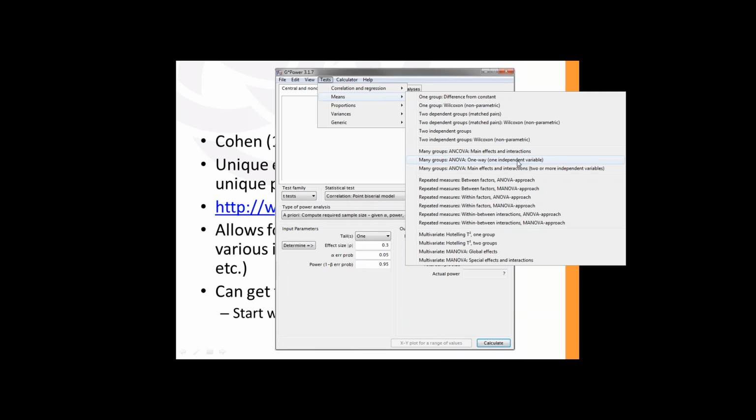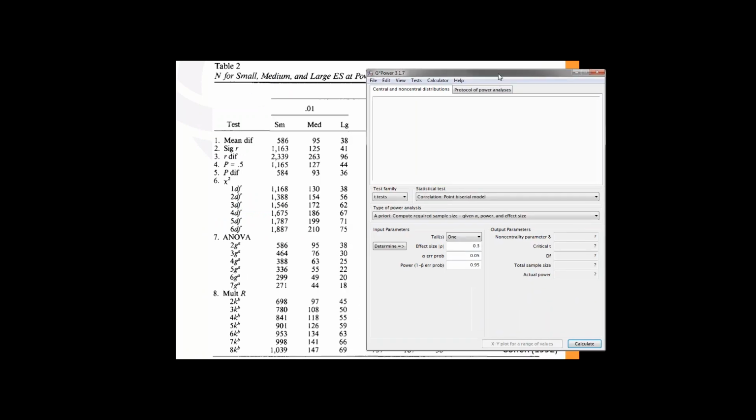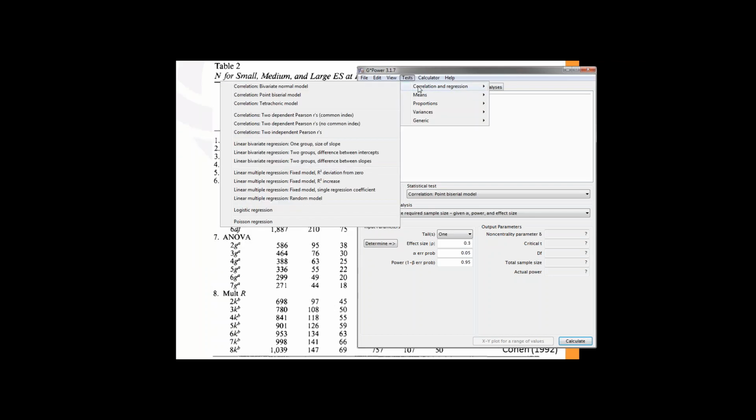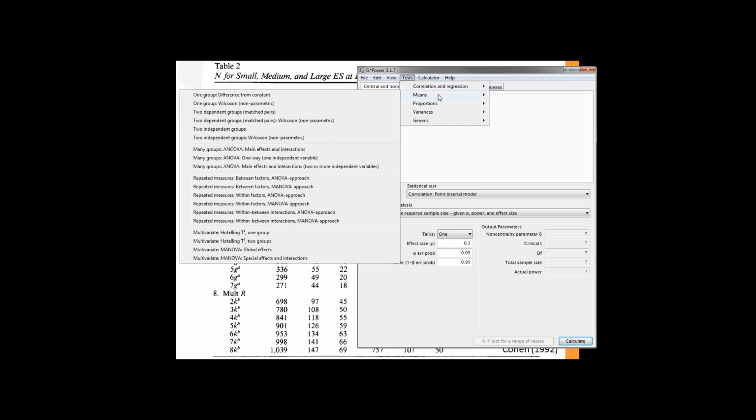So notice, actually, let me go back a slide. That'll be a little bit easier to see what's going on. So remember, he's got 8 different tests that he's showing, because these are the most common types of tests that are conducted in psychological studies. But you'll notice that GPower has tons of different tests that you could run that Cohen doesn't cover. So keep that in mind, because if your study ends up requiring a different kind of design than what Cohen provides, then you can certainly use this software to get what you need.